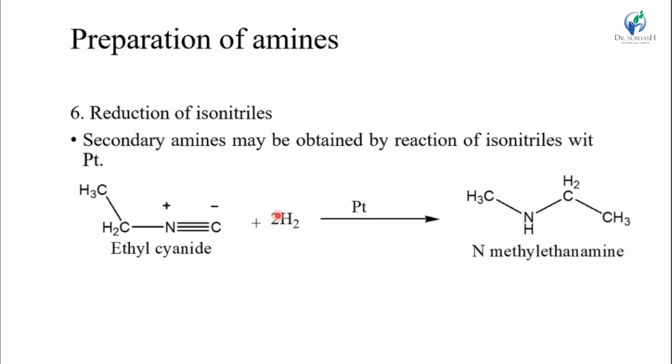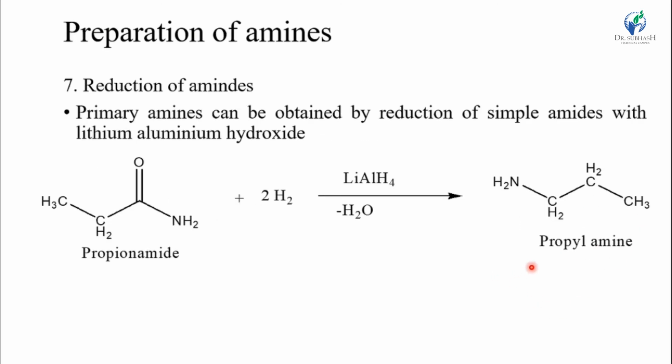Here H2, 1H binds here and 3H bind here, making the N-methylethanamine. Then the reduction of amides: primary amines can be obtained by the reduction of simple amide with lithium aluminum hydride. So propionamide, that is an amide, plus 2H2 in the presence of lithium aluminum hydride, one water molecule is removed and making propylamine.